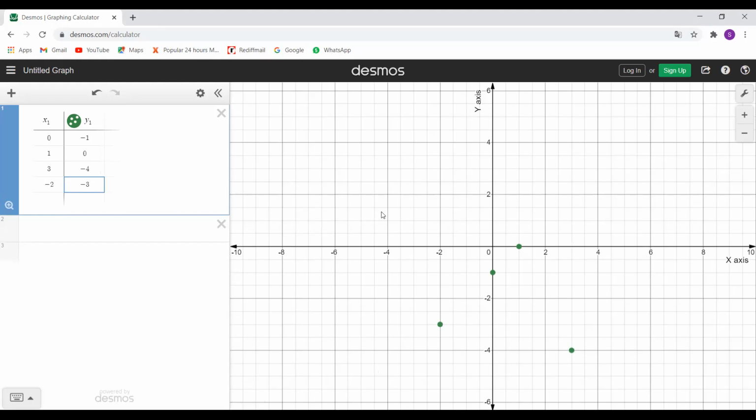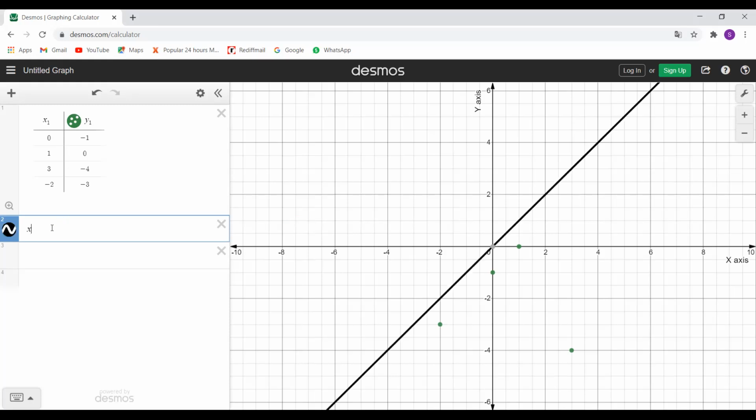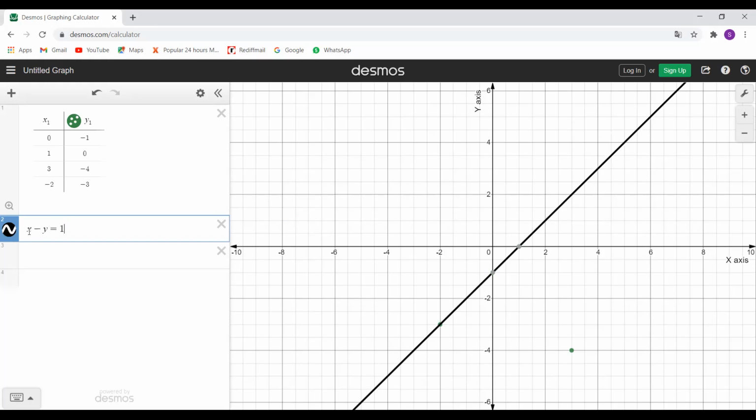Now what is the next step? Again I have to click on this plus sign, and again this drop down will come. Now I will click on this expression. The moment I click on this expression, I get a space to write my expression or my equation. What is my first equation? The equation which we have just plotted: x minus y is equal to 1. This is my first equation. The moment I write my equation here, the points are automatically joined by a line.